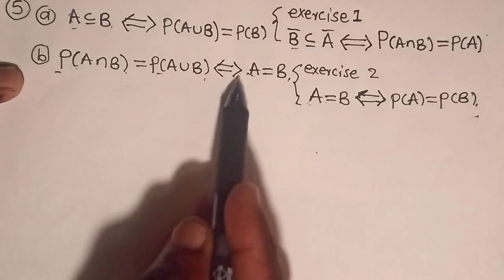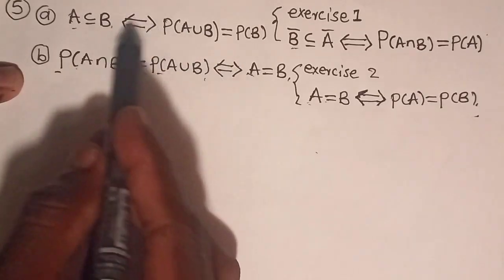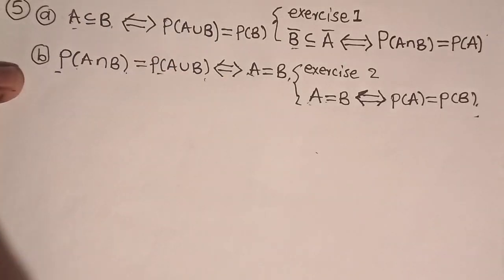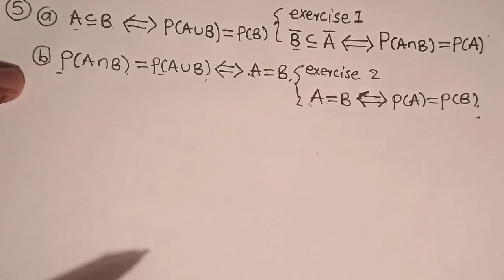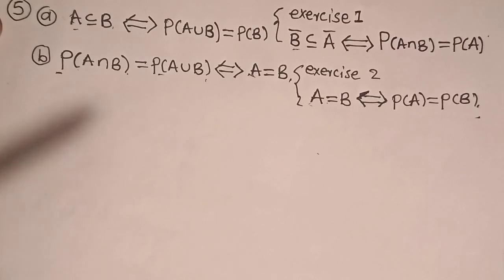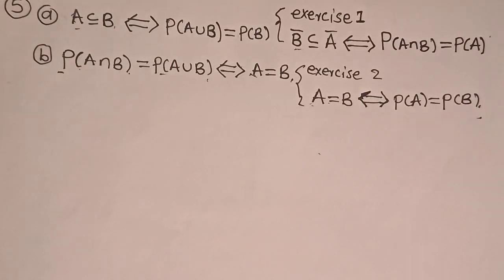As you can see, this is biconditional, so you have to prove that this implies this and this implies this. You'll do it the same way and just follow the steps which I'll be using. You won't be lost. You'll get the rest if you really understand what I was talking about.